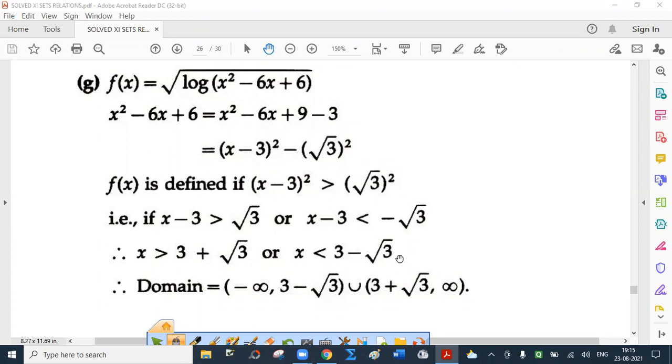Now less than 3 minus root 3 till minus infinity. So what is domain? Open interval. Now never say minus infinity is a real number. It is not. So open interval minus infinity to 3 minus root 3, union open interval 3 plus root 3 to infinity. Because when I say x greater than 3 plus root 3, till what? Till infinity, right? So this is the domain of the function. We'll stop here.